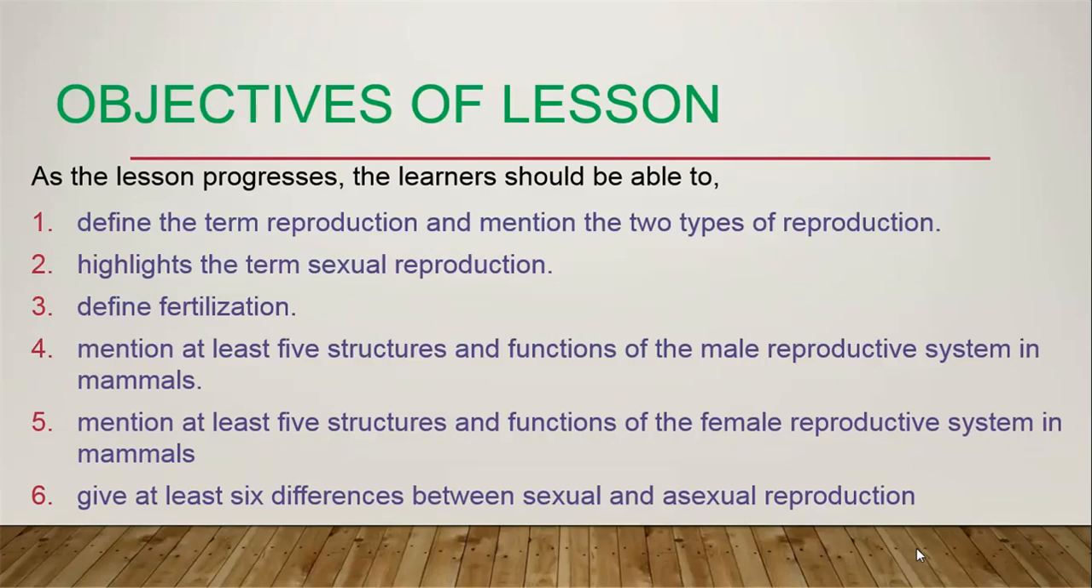3. Define fertilization. 4. Mention at least 5 structures and functions of the male reproductive system in mammals. 5. Mention at least 5 structures and functions of the female reproductive system in mammals. And 6. Give at least 6 differences between sexual and asexual reproduction.